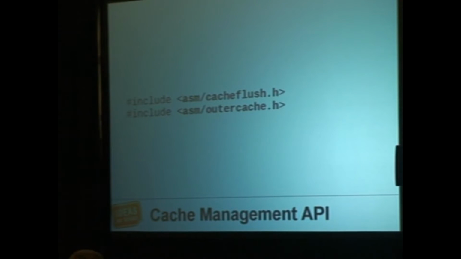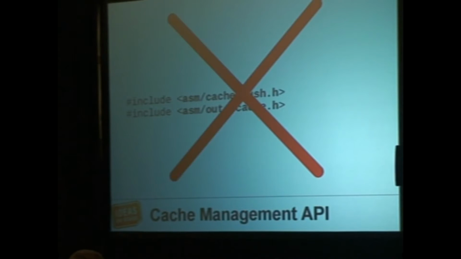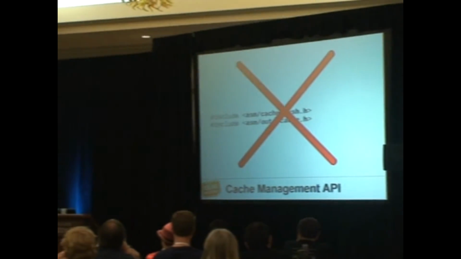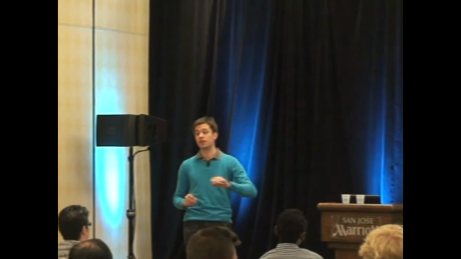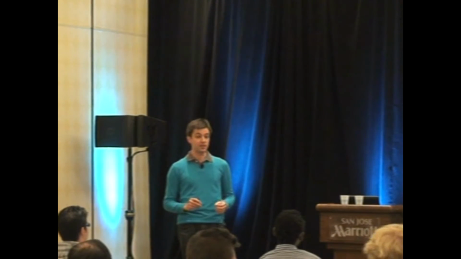And there's one really important rule about that API, which is that you must not use it in your drivers. So if your driver is including those headers, it's a really good sign that you're using something wrong. The reason is that the outercache API is totally architecture specific. So if you're using it, then your driver will not be portable across architectures.